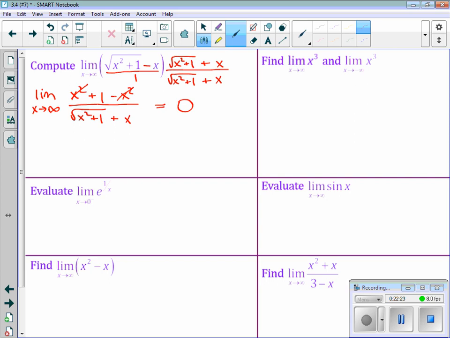Okay, move to the right. If I plug infinity into the first one here, what do I get? Infinity cubed. Isn't that still infinity? Okay. What about if I plug negative infinity in and I cube it? Negative infinity. So for both of those, you can write does not exist, right?